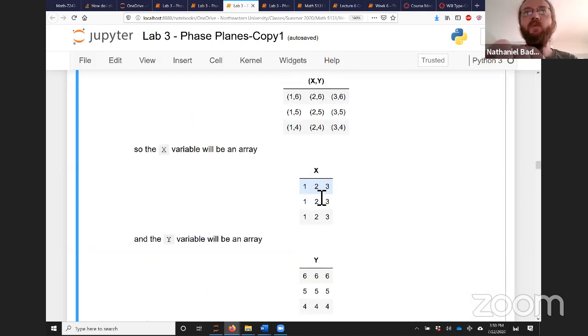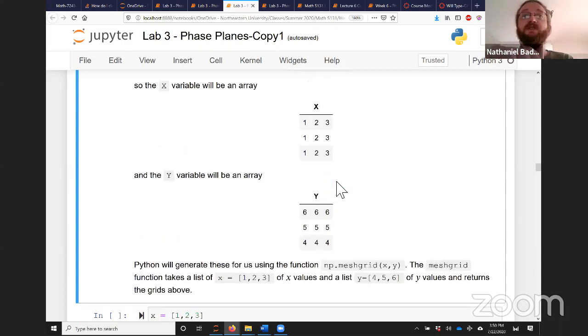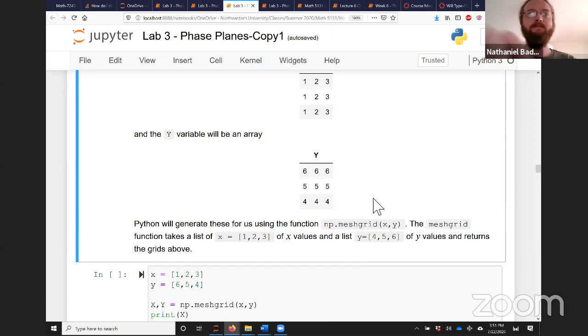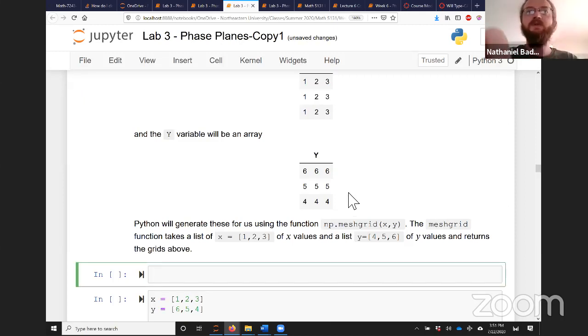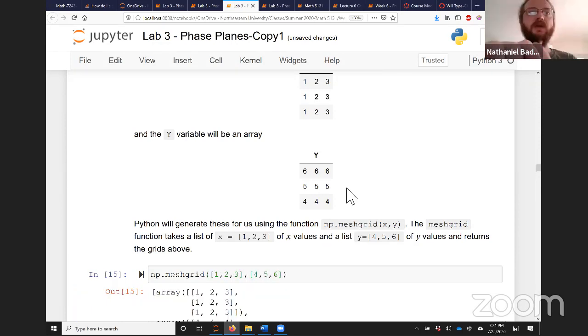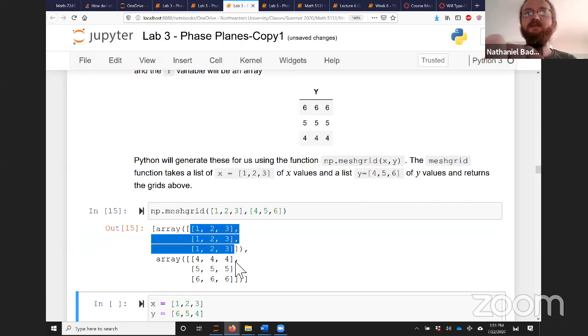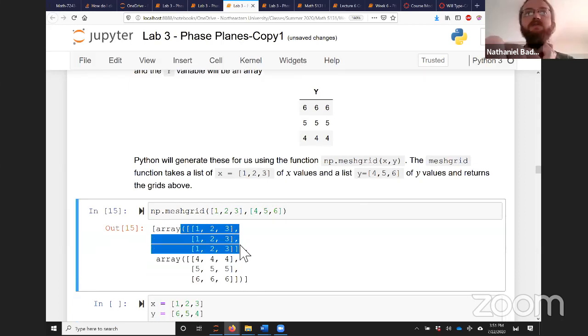Okay, so we need to figure out how to build such a matrix, right? If you give me a range in x and a range in y, how do I build these matrices without using a big for loop? The simple answer is that we use what's called a mesh grid. I'll show you how this works. If we do np.meshgrid, we need to give it our x and y. So we give it x equals 1, 2, 3, and y equals 4, 5, 6. Then what it returns is exactly our two grids.